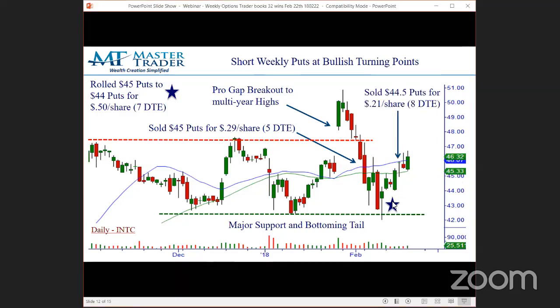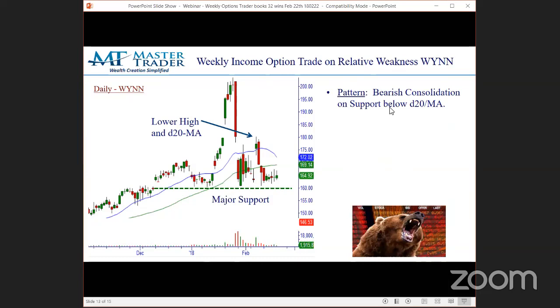So now we had the bottoming tail held right on major support. It moved up, inside day, nice engulfing day. So on this next day, we sold some more puts. We sold the 44.5 puts for 21 cents. So now my total credit received is $1 a share on a 10 lot. That's $1,000 on Intel. And over the high of this current bar, you can do it again. So Intel's one that's kind of been a go-to stock for weekly income.